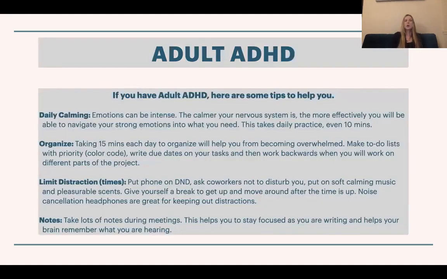Okay, so if you are an adult and you have ADHD, here are some tips. So daily calming is key. Our nervous system needs to calm down. People with ADHD have very intense emotions. They feel things very strongly. And so when our nervous system is calm, we can decide what is logical and what is emotional, and we can navigate these experiences much easier.